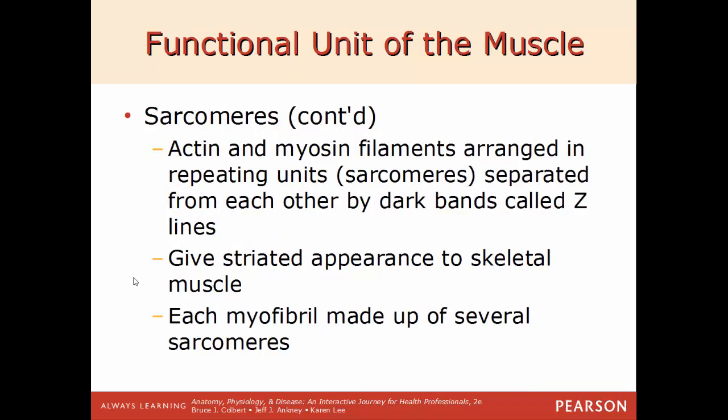Now, the actin and myosin are arranged in these repeating units, these sarcomeres, and they're separated from each other by these Z lines or the Z disc. And these Z discs are basically the bookends of each sarcomere. They form the boundaries of one sarcomere. Okay, every myofibril is made up of several sarcomeres.